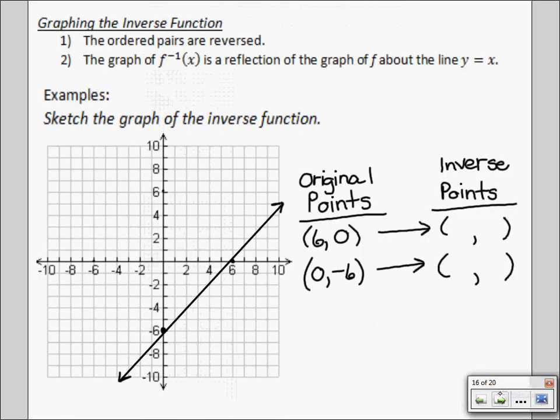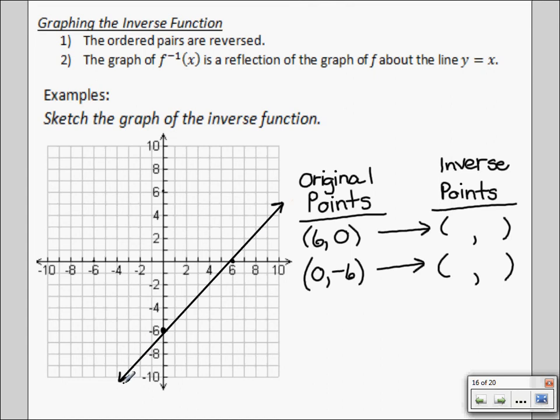Okay, continuing on with this discussion, I believe this will be our last topic for this video. We are going to graph the inverse of a function. The ordered pairs are reversed. The graph of y equals f inverse of x is a reflection of the graph of y equals f of x on the line y equals x. So sketch the graph of the inverse function.